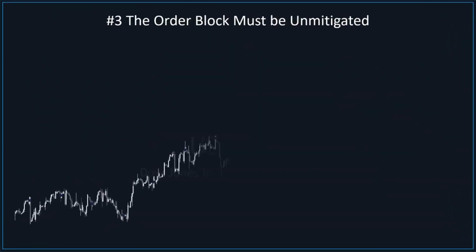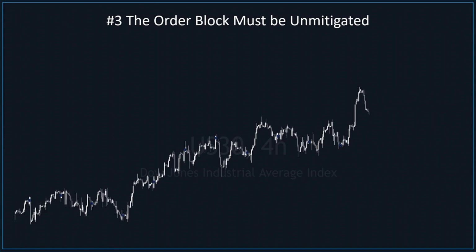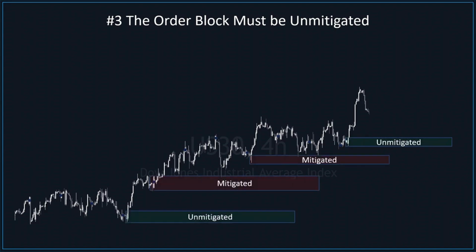Rule number 3, the order block must be unmitigated. What do we mean by unmitigated? Simple, it hasn't been touched yet. It's fresh, untapped potential. Think of it as the first bite of a hot pizza, you want it fresh, not after someone else nibbled on it. Once price taps into an order block, it's no longer valid. Let's break it down. If price hasn't touched the order block, it's unmitigated. If price has tapped it, it's mitigated, move on.